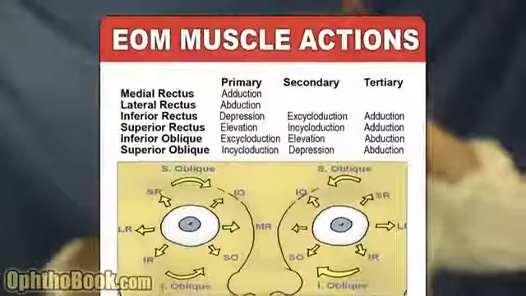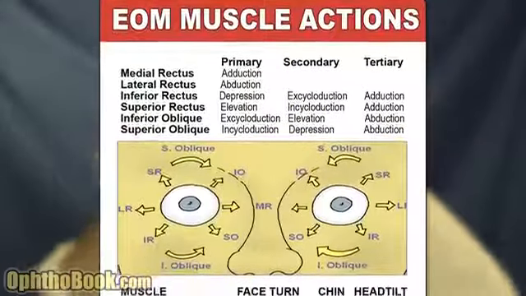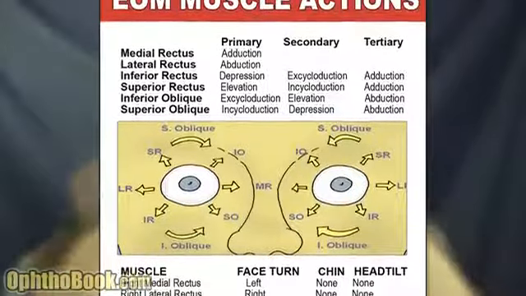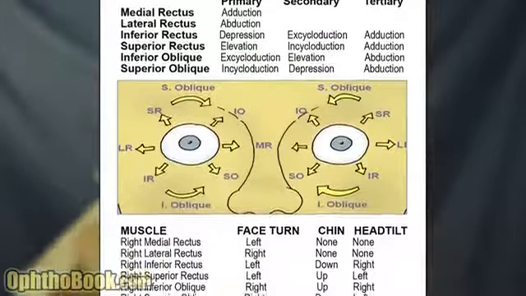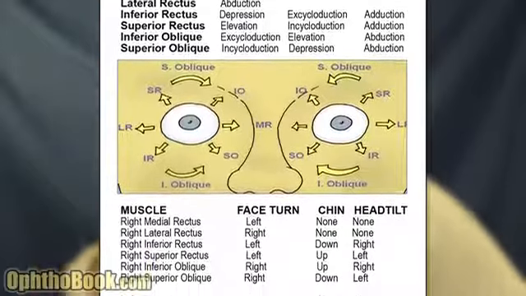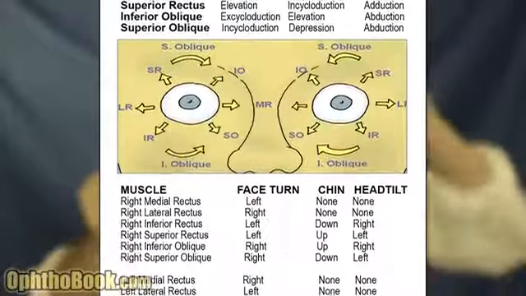In fact, I remember as a student, I would walk around the hospital and I would have this little handy chart that I kept in my pocket that had a listing of all of these different muscles and exactly what they did. For the superior rectus, what was the vertical, what was the horizontal, what was the torsional component. If you tilted the head, what happened to each of those muscles. Face turns, chin ups, head tilts.